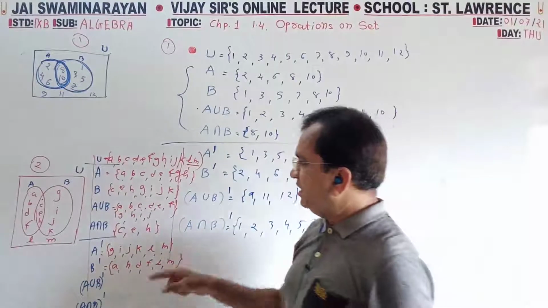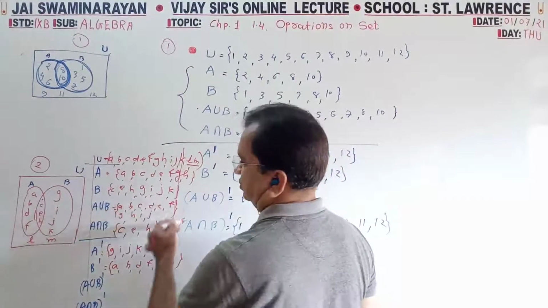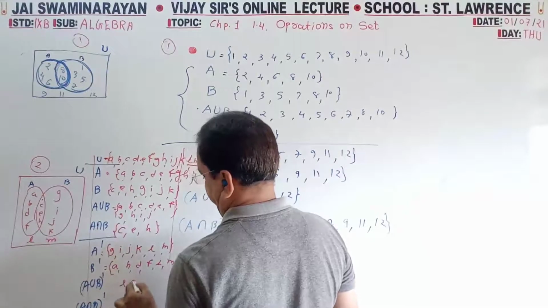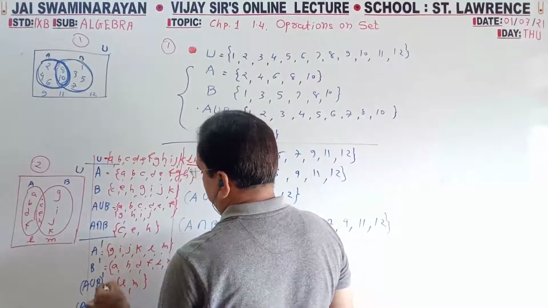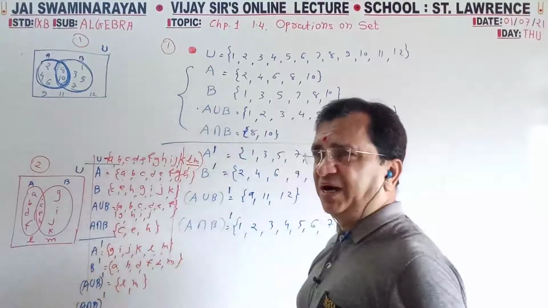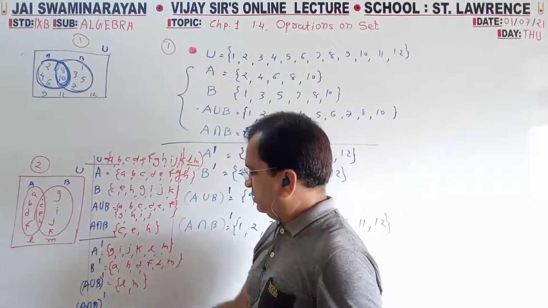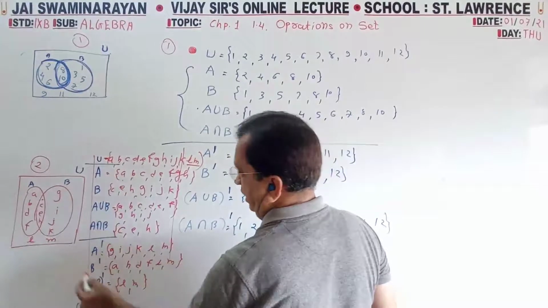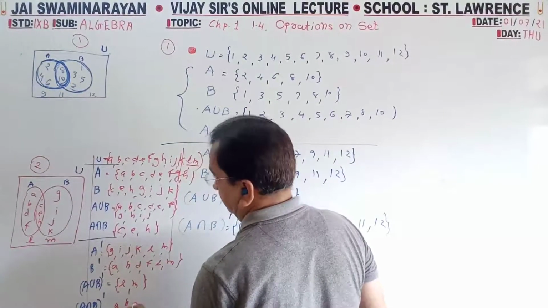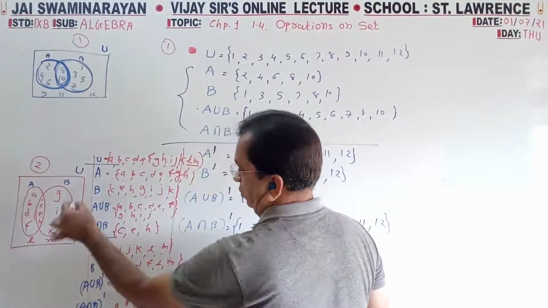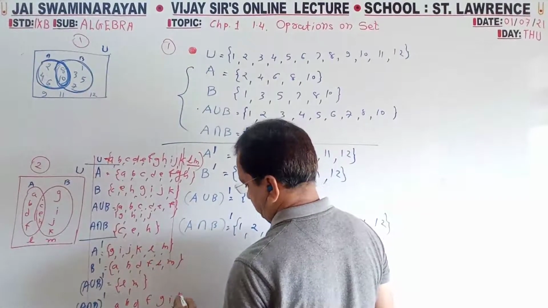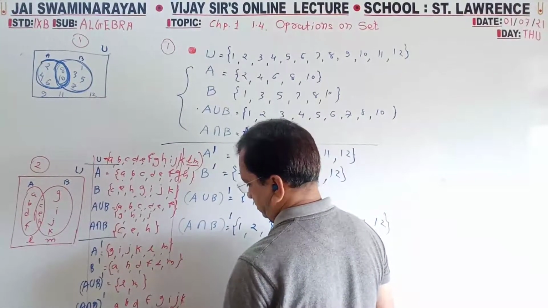A union B complement. A union B is this. What is the rest? L, M. Complement means rest part. Intersection is this. We don't want intersection, the rest. So A, B, D, F. Complement is not there: G, I, J, K.